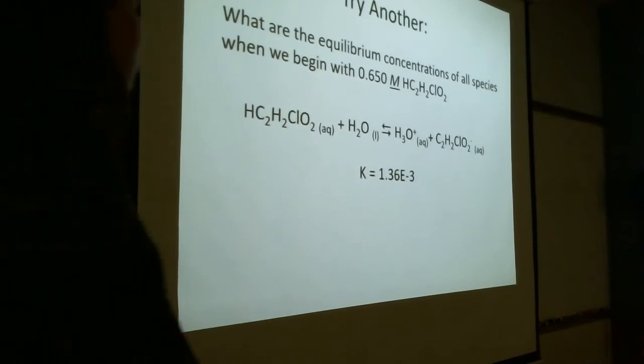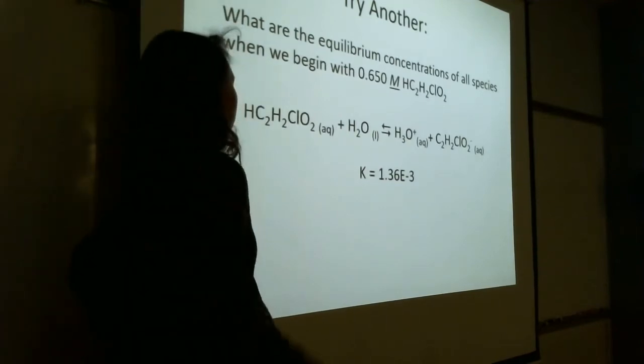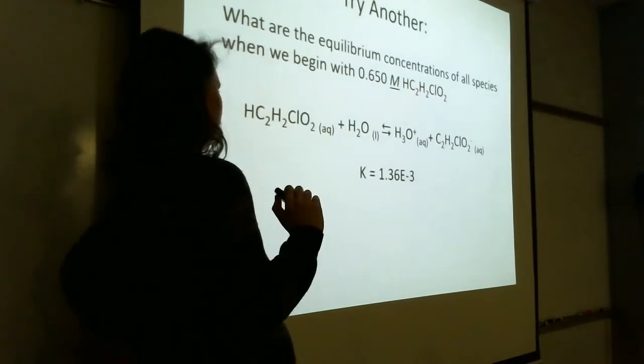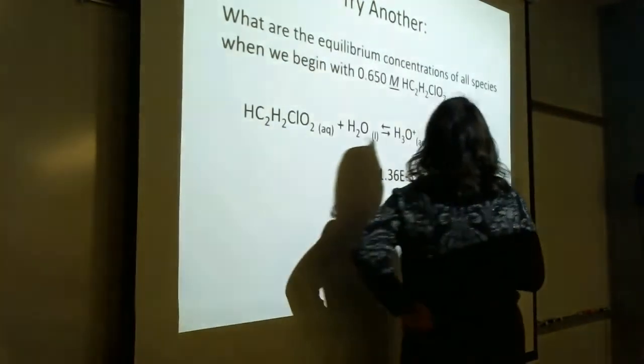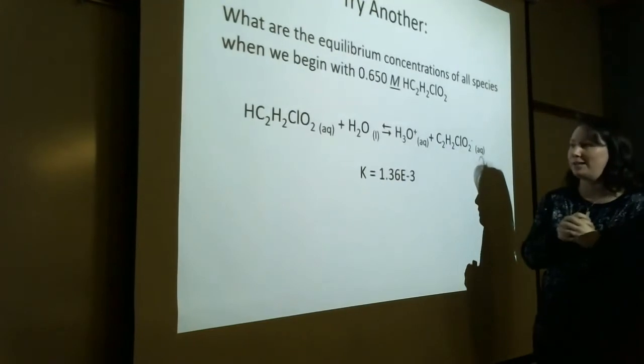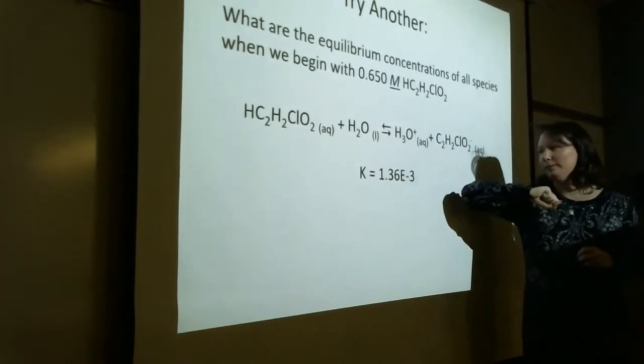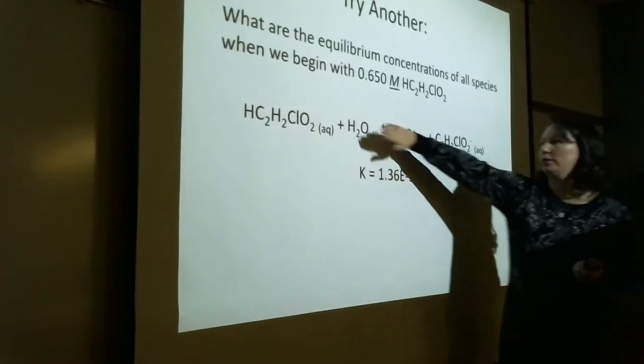What are the equilibrium concentrations of all species when we begin with a 0.65 molar? And you don't need to worry about the name of that acid. Now here's the trap lying in wait for you here. What is it? There's a liquid, right? Liquids don't participate in equilibrium. So our ice table had better not include water, right?